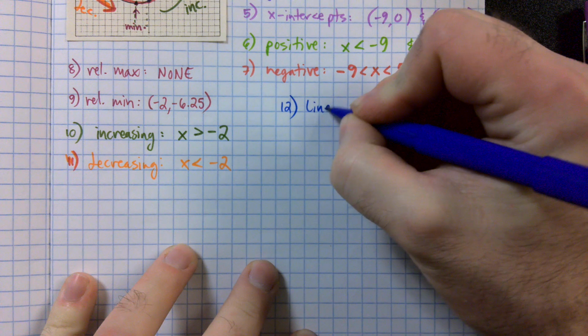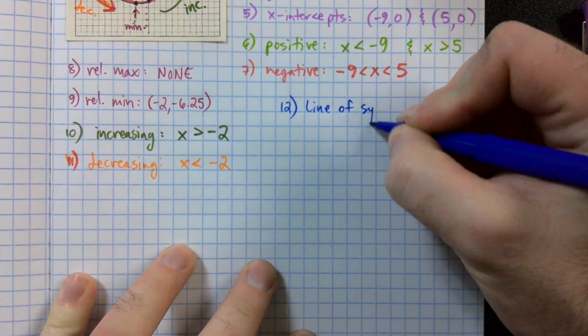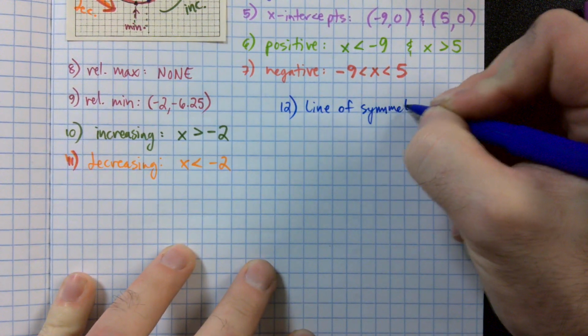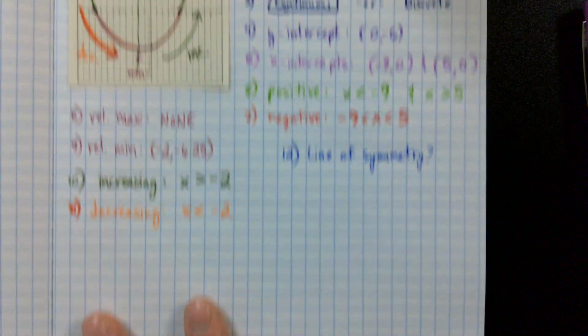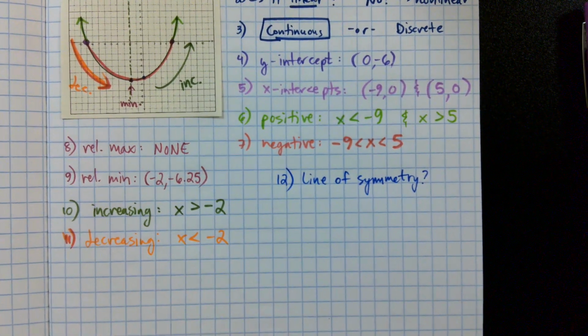Does this function have a line of symmetry? Give me a thumbs up if you think, yes, this does look symmetrical. Thumbs down, no, it does not look symmetrical. I see Ava's got a thumb up. Adriana T has got the thumbs up. Yep, Chloe's got her thumbs up.